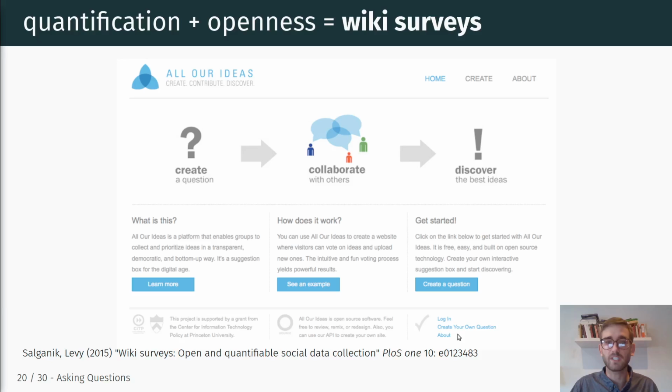And the name is actually not Wiki Surveys, but All Our Ideas. But ultimately, it's a platform that allows researchers to design surveys where respondents can contribute and collaborate and provide additional response options and things like that, right? So this paper, Salganik and Levy, 2015, Wiki Surveys, I'll post that on Canvas as well, and maybe you can check it out and think about potential projects that leverage that as well.